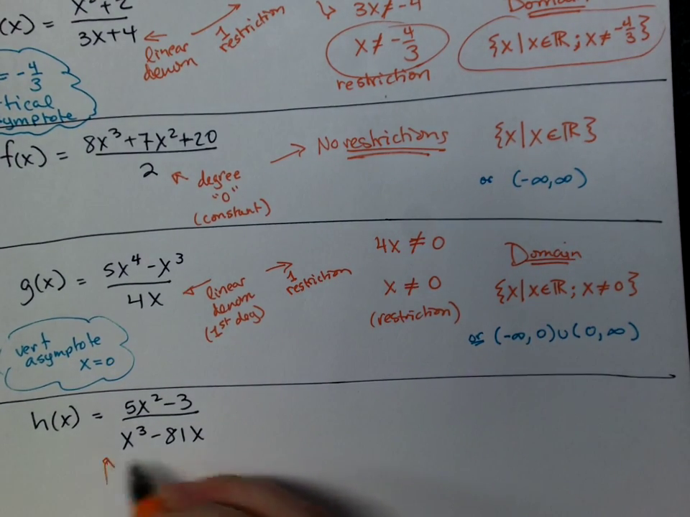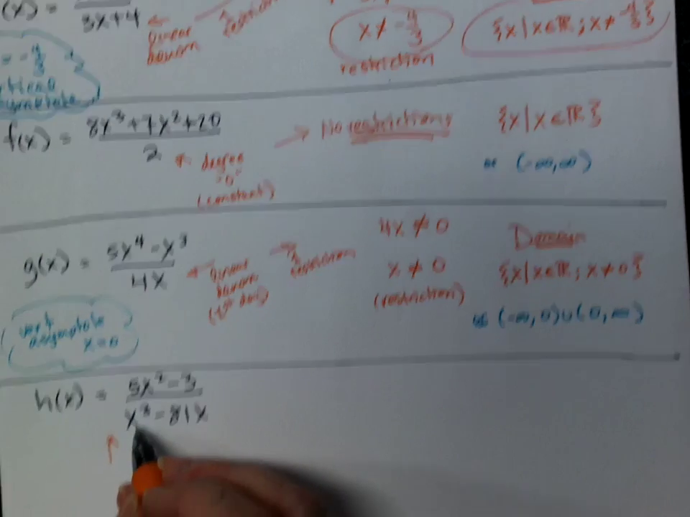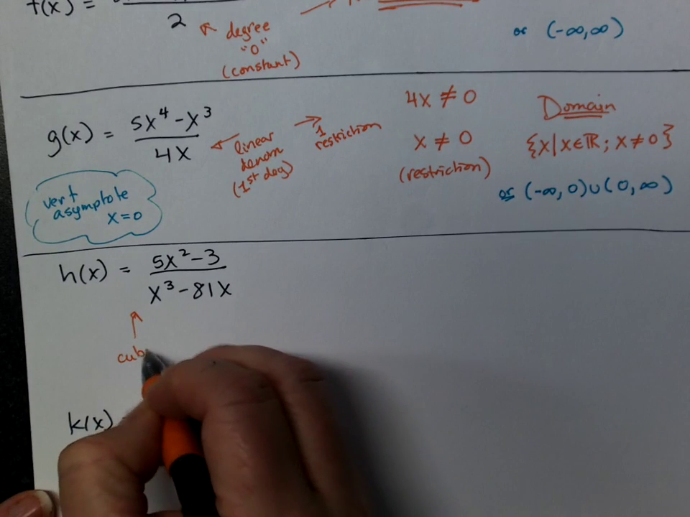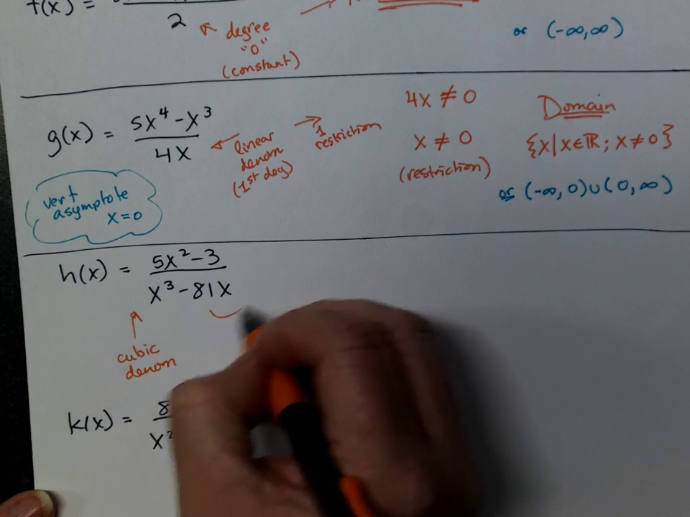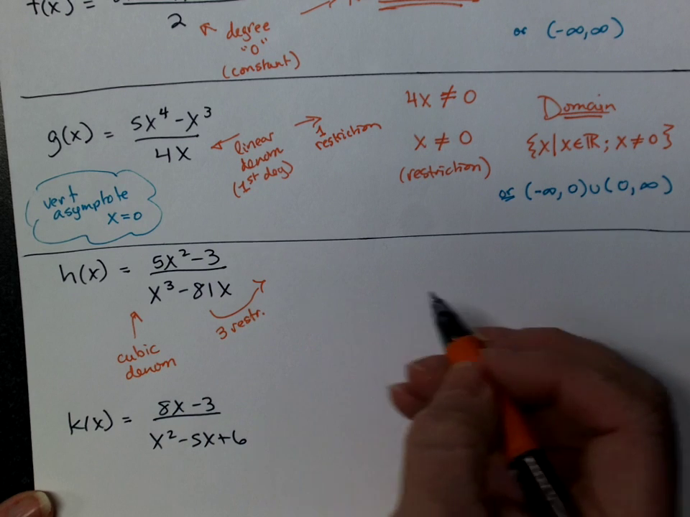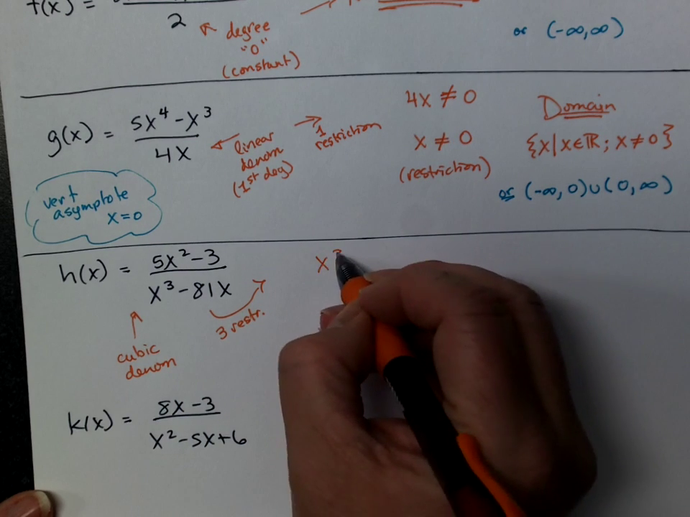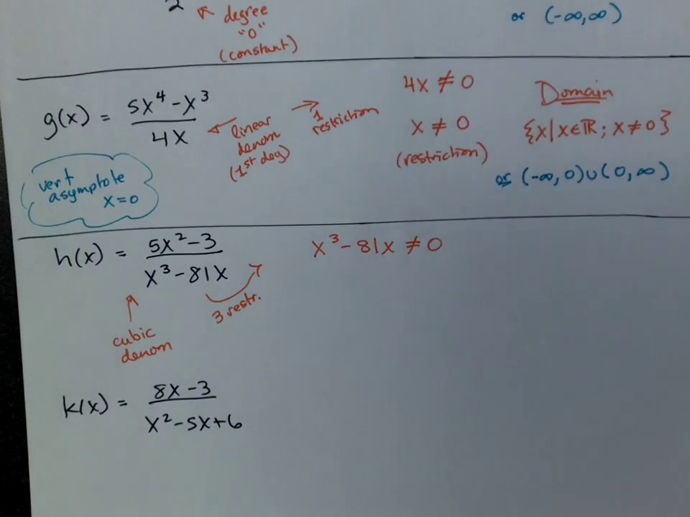What degree is this denominator? Second. Third. Yeah, third, so we've got a cubic denominator, so that's degree 3, so how many restrictions? 3. Take that denominator, set it not equal to 0.